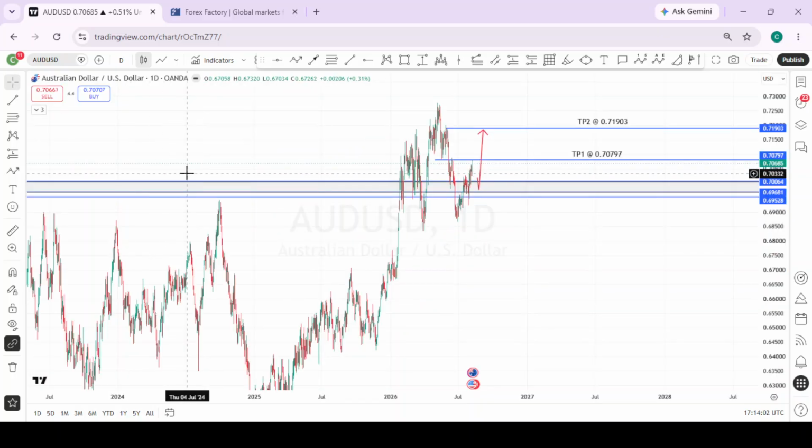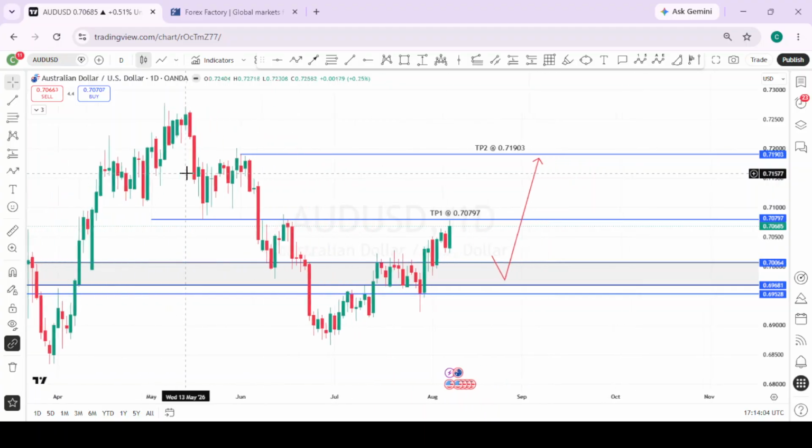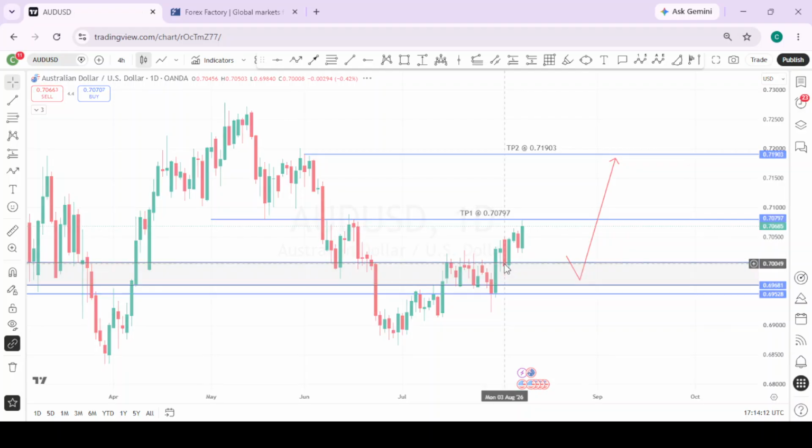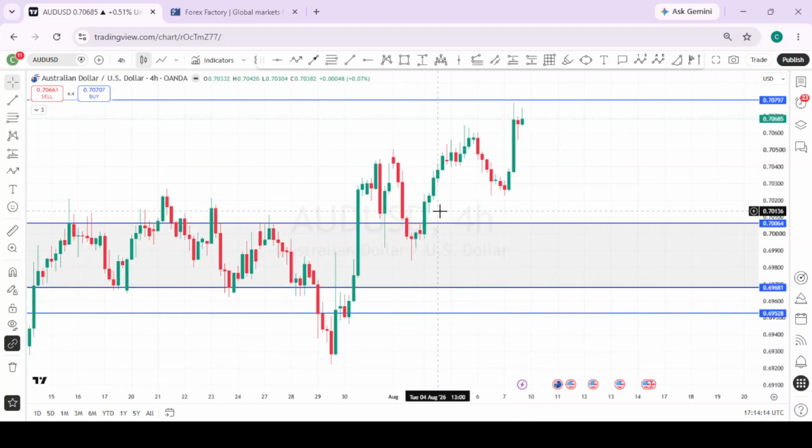And this is AUD USD. So for AUD USD last week, we anticipated that price was going to retest this area of interest to give us a buying opportunity. Price retested nicely, but we didn't get an entry confirmation to enter this trade. So we missed out on all this move to the upside.